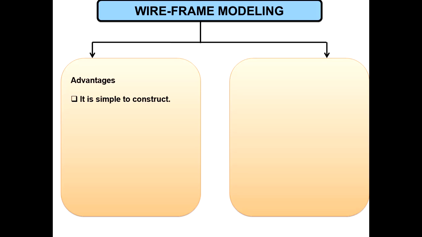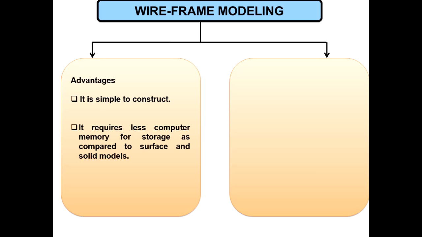It is simple to construct. We know that it is simply made from lines, circles, and curves, so it is very simple to construct with the help of all these entities. Then it requires less computer memory for storage as compared to the surface and solid model. As it is simply constructed with the help of all these entities, the computer memory and storage required is very less as compared to your surface model and solid models.